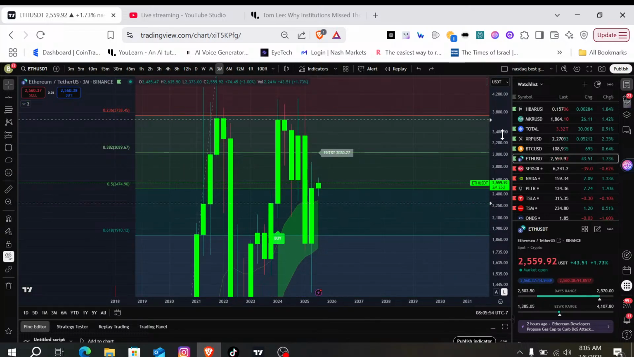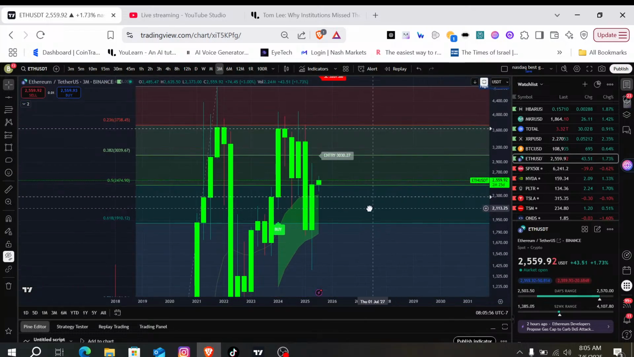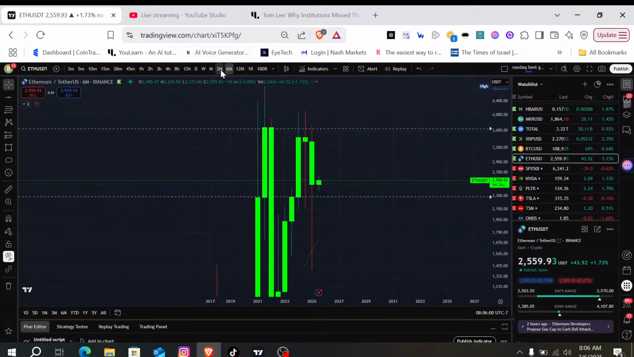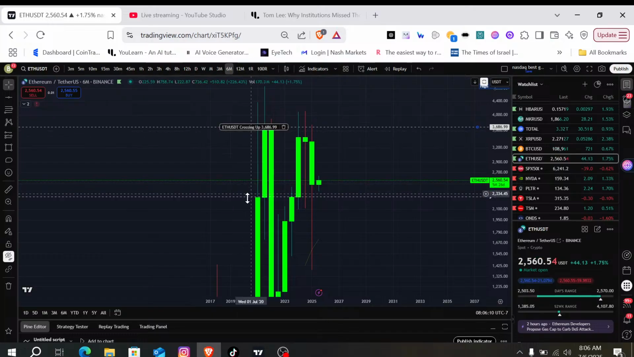Oh my bad, let me take that off. And that's what I meant by all that. The second thing is, on the 6 monthly, I put an alarm in the areas that the market needs to sustain to still be bullish, which are in between these two prices right here. As long as we sustain above this on the 6 monthly for Ethereum, we're still bullish. So that's why that dotted line is there.